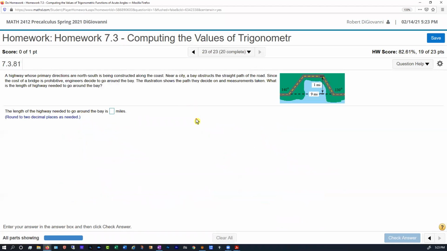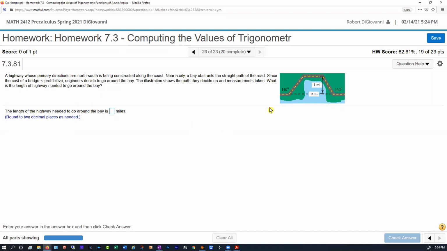All right, last one. A highway whose primary directions are north-south is being constructed along the coast. Near a city, a bay obstructs the straight path of the road. Since the cost of a bridge is prohibitive, meaning too expensive, engineers decide to go around. The illustration shows the path they decide on and the measurements taken. What is the length of the highway needed to go around?